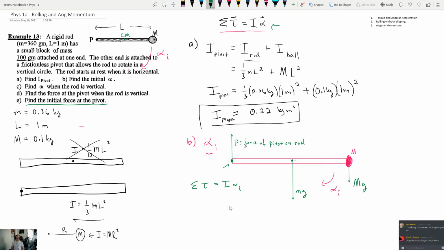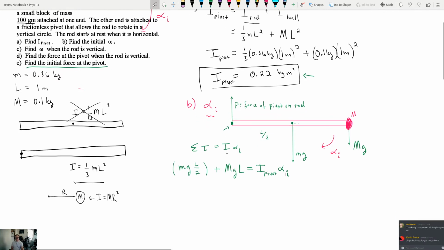Okay, so net torque is equal to I times alpha. The torques we have are going to be mg right here, and I need to multiply by the lever arm, which is the distance from here to here, so that's L over 2. So we have mg times L over 2, plus big Mg, at a total distance of L from the end. So we multiply this times L, and that's equal to I times alpha. We already calculated the moment of inertia right here, so I'll just write I of the pivot, multiplied by alpha sub I, which we're solving for. So we can easily solve for alpha initial here.